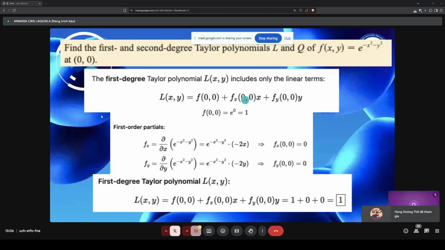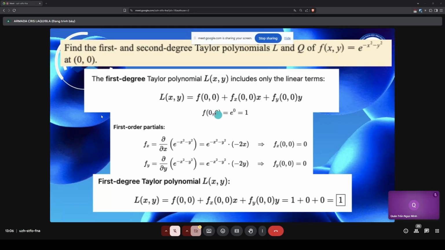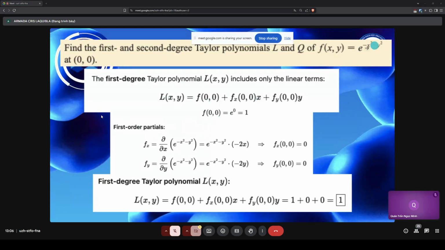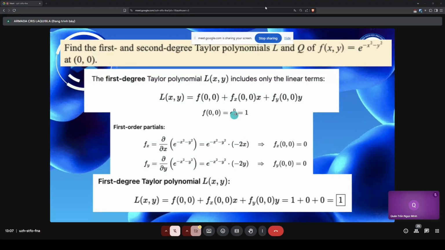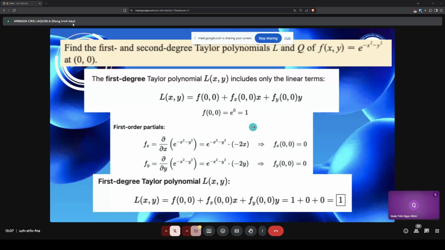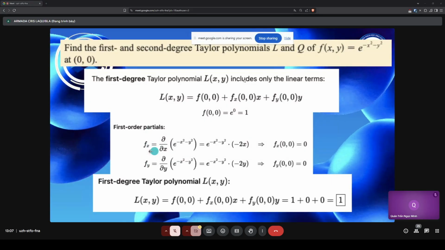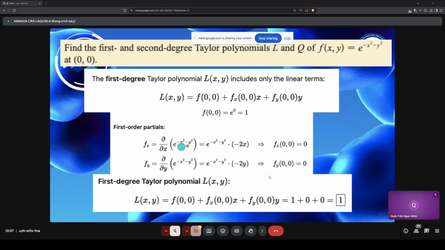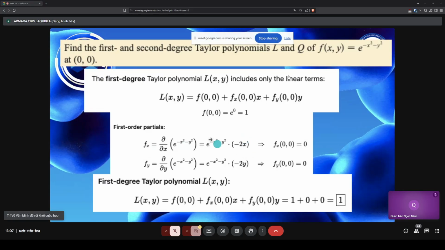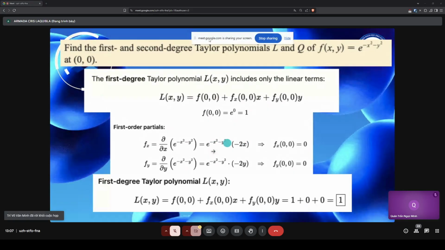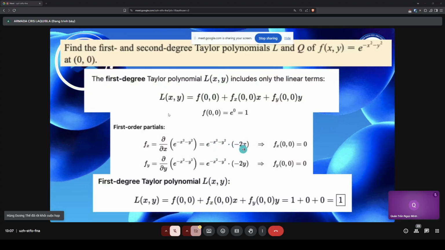Now, solve your f of (0, 0). Substitute it in your f, so this one becomes e to the 0, and e to the 0 is equal to 1. Now we solve the first order partials. f_x first, with respect to x. Just copy this one and then multiply by the derivative of the exponent with respect to x. The derivative here is negative 2x. That is why there's a negative 2x here.